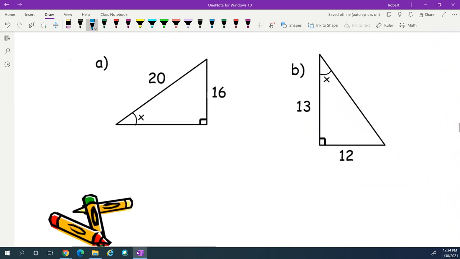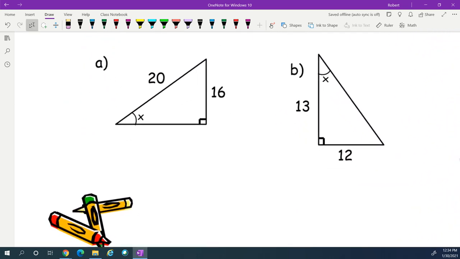Now, again, we're going to follow our directions of rounding to the tenths. We're going to stay consistent. Identify your parts. That's our angle. We have the hypotenuse and the opposite. So we are definitely doing sine. Fill in the 3 variables. Sine, our angle says x. Our opposite is 16, and our hypotenuse is 20.